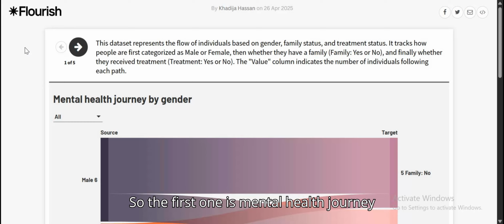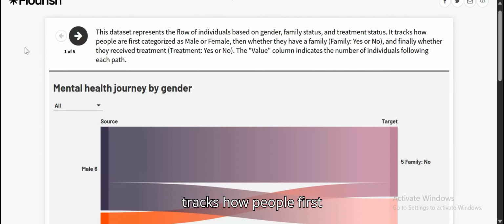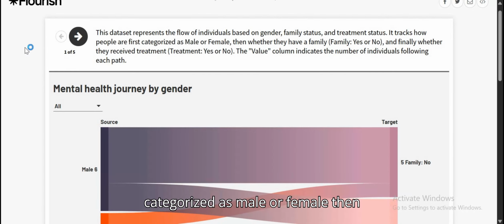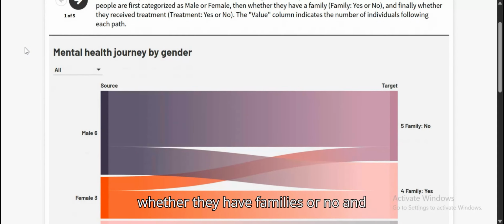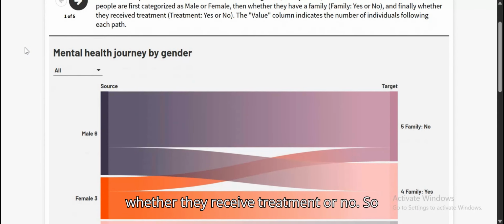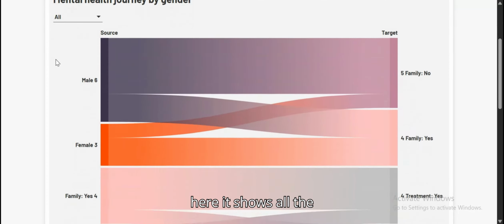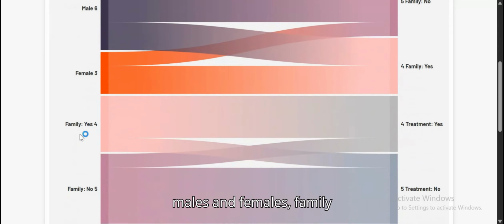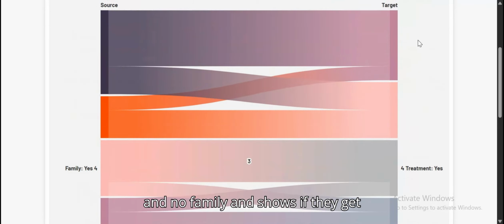So the first one is mental health journey by gender. This one represents the flow of individuals based on gender, family state, and treatment state. It tracks how people are first categorized as male or female, then whether they have families or not, and whether they receive treatment or not. So here it shows all the males and females, family and no family, and shows if they get treatment or they don't.